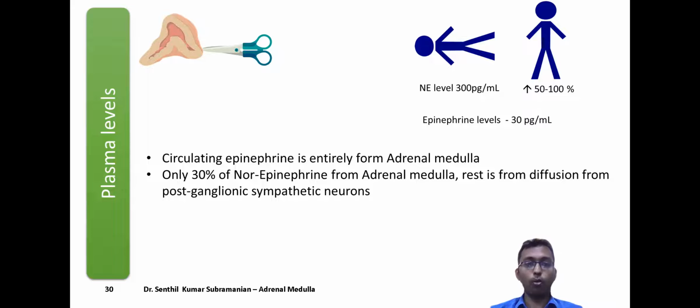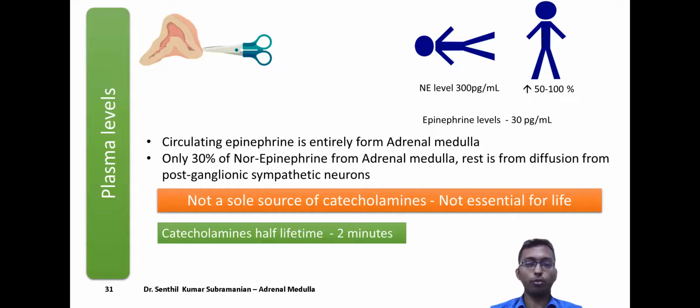This is because only 30% of epinephrine is from the adrenal medulla, but the rest is from diffusion from postganglionic sympathetic neurons. Hence, the adrenal medulla is not the sole source of catecholamines, and it is not considered essential for life.